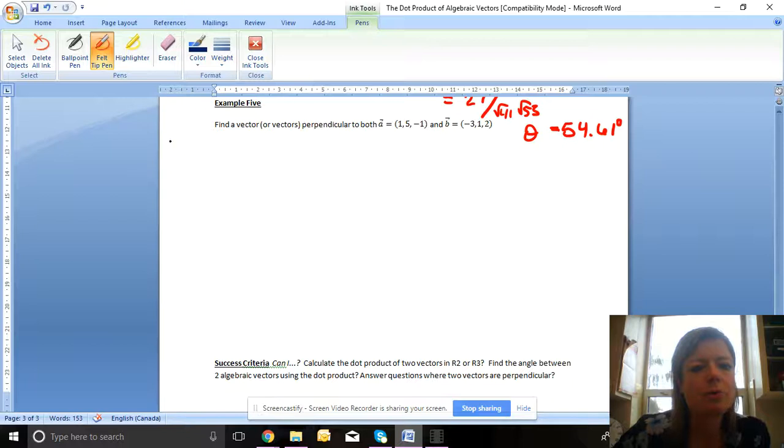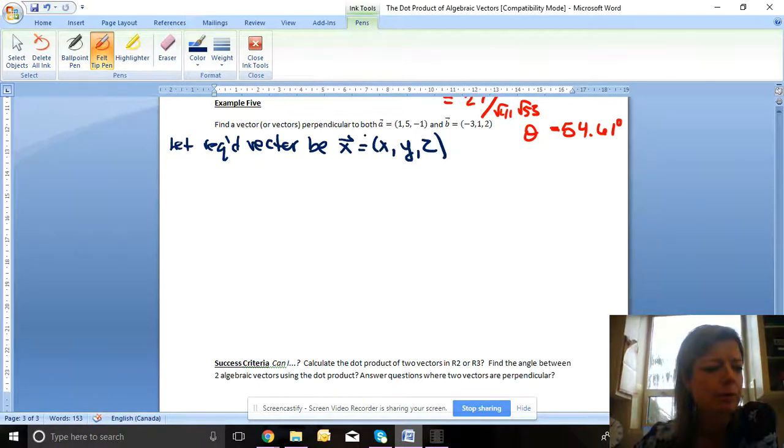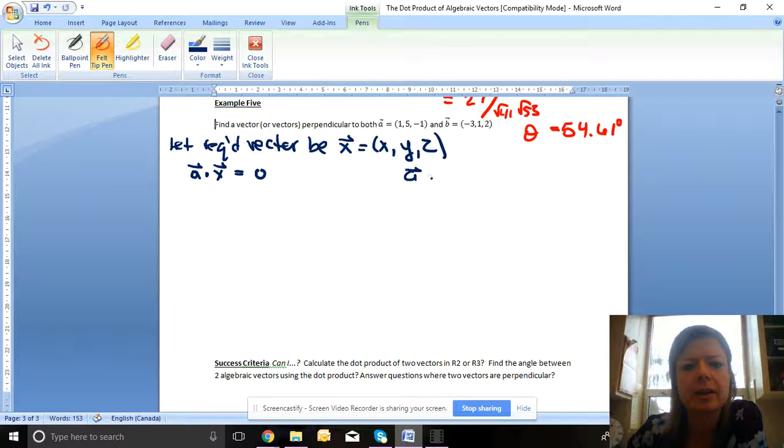Okay? All right, so find a vector or vectors perpendicular to both A and B. Okay, so we're going to say let the required vector be vector x, which we're just going to call x, y, z. So this is the vector that's perpendicular to both. So if it's perpendicular to both, then that means the dot product of A dotted with x will equal 0, and B dotted with x will equal 0. So let's go ahead and actually do that.